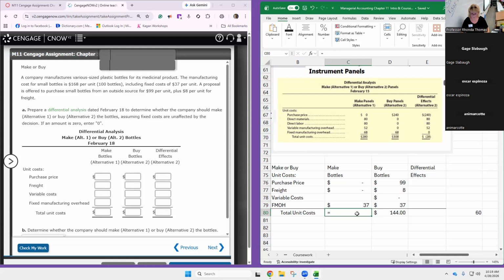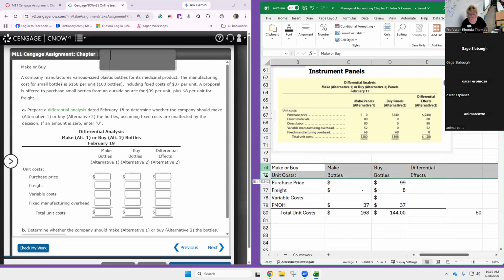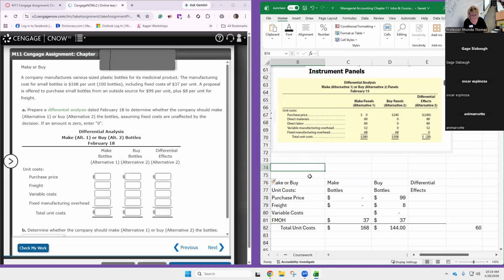Okay, so once again, when we're making the bottles, it's costing us $168 for a case of 100 is a unit. And just in case, I like to make note: 100 bottles equals a unit. It's good to write that down because there may be a time that they want us to go find out how much it is by the bottle, right? And then we would be able to do that.